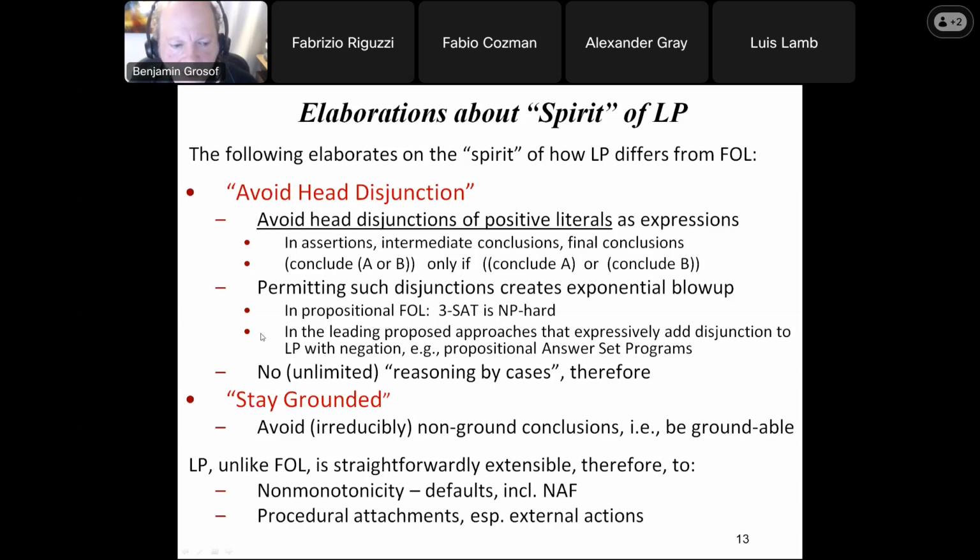As a result of these two aspects of the spirit of LP, it, unlike classical logic, is straightforwardly extensible to both so-called logical non-monotonicity, defaults or defeasibility or argumentation or exceptions, including via negation as failure, also known as weak negation or default negation, and also straightforwardly extensible to procedural attachments, including external actions. And those are key in practical systems engineering that uses logic for example, business rules or a lot of things that people do around databases.